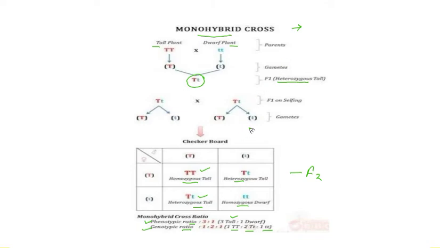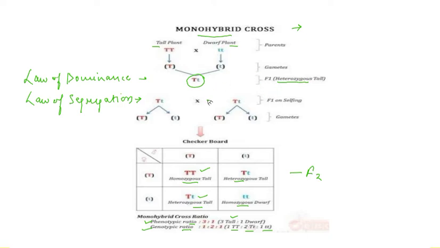Now, based on the observations on monohybrid cross, Mendel proposed two general rules which are called the principles or laws of inheritance, and one is called the law of dominance, and the another one is called the law of segregation. Law of dominance and law of segregation are stated on the results of the monohybrid cross.